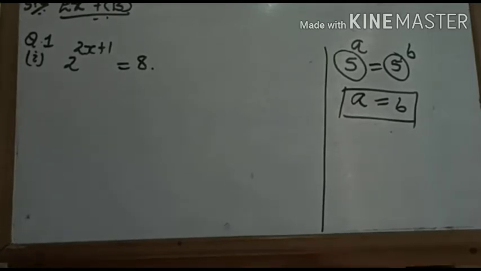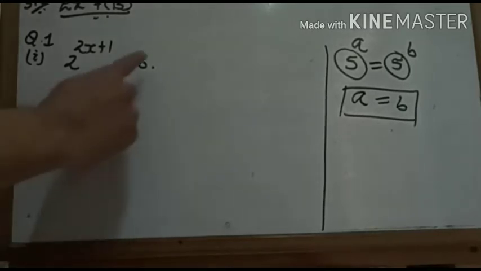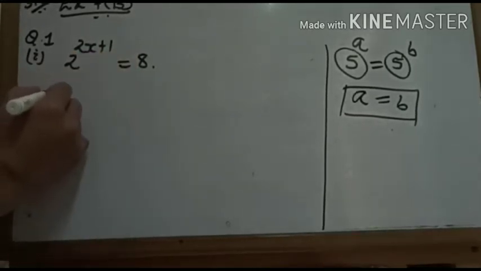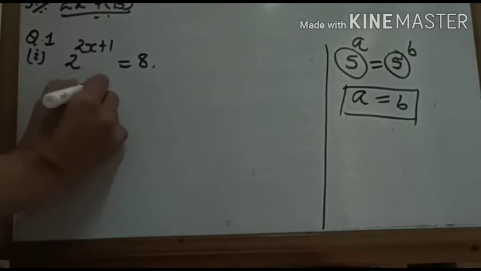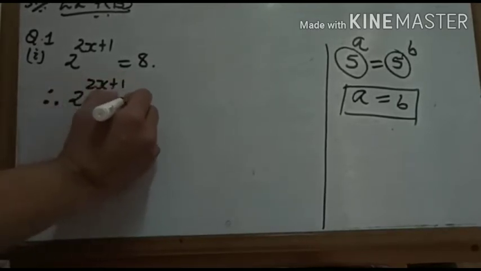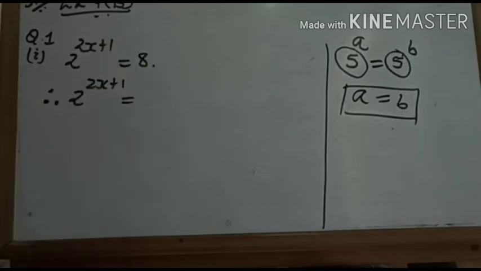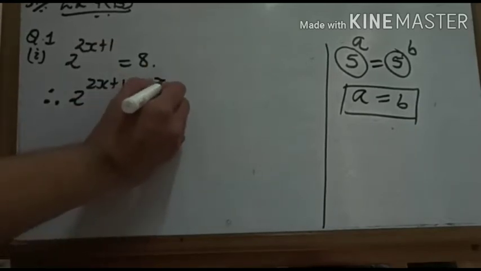Now first question, sub question 1, it is given to us 2 raised to 2x plus 1 is equal to 8, and we are supposed to solve for x. We have to find the value of x. So left hand side I have written down as it is. I know 8 is nothing else but 2 raised to 3.